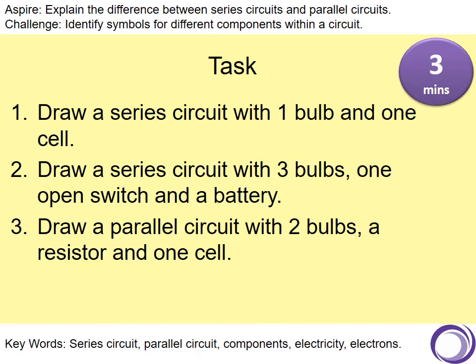So the first one is to draw a series circuit with one bulb and one cell. The second one is to draw a series circuit with three bulbs, one open switch and the battery. And then the third one is to draw a parallel circuit with two bulbs, a resistor and one cell. And you've got 3 minutes in order to complete that task.